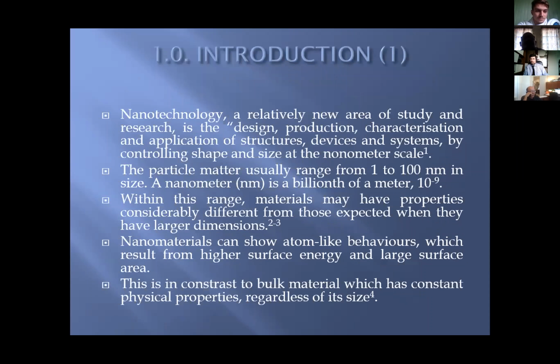Right, I shall begin. My introduction is, what is nanotechnology? We all know that nanotechnology is the design, synthesis, and characterization of nanoparticles, which must have certain dimensions. It must be between 1 to 100 nanometers. If it's above that, it's no longer called a nanoparticle. And why is this very important? Within this dimension, matter shows different properties in comparison to when it's of a large dimension.